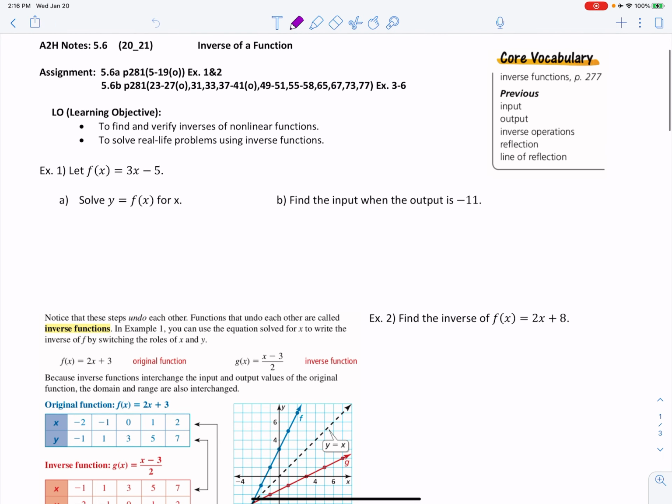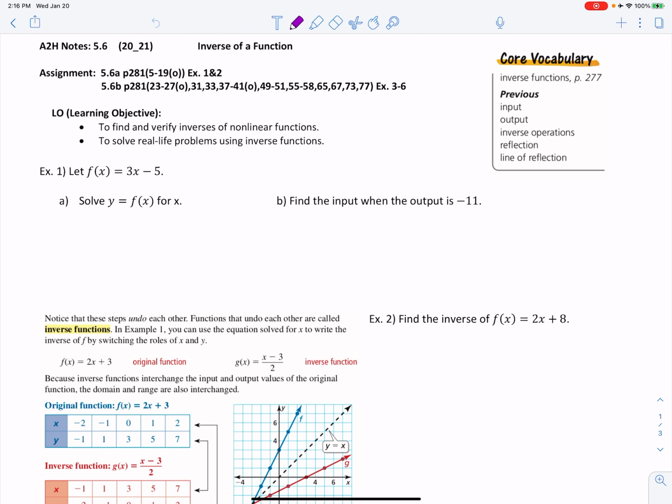So in your first example here, the first set of problems, they're going to give you a function and they're going to ask you to solve for x. So y equals f of x and solve for x. So we are just going to let f of x be y and solve it for x. So add 5, excuse me. And then x is going to be y plus 5 divided by 3. So we've solved that function for x.